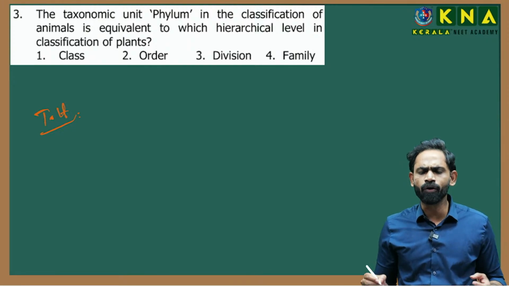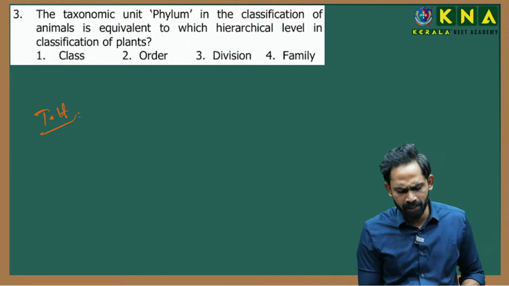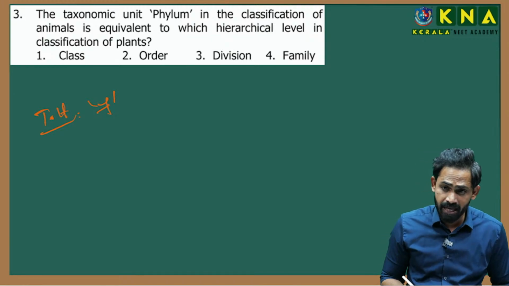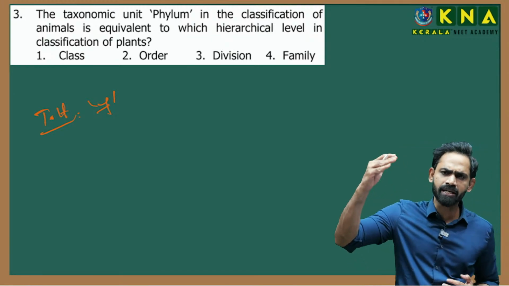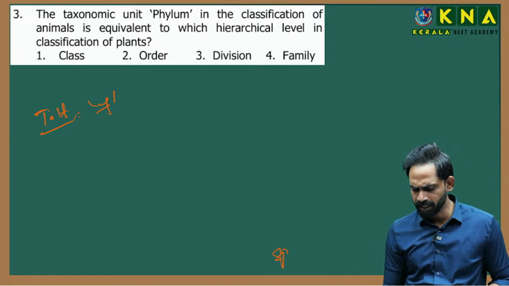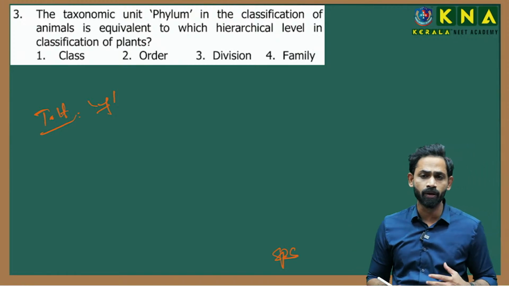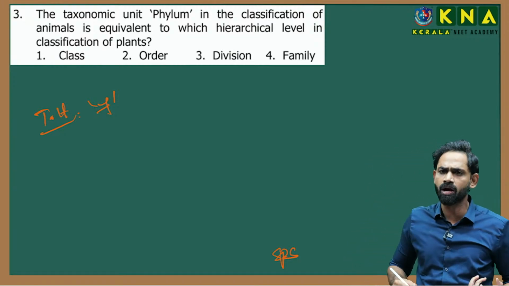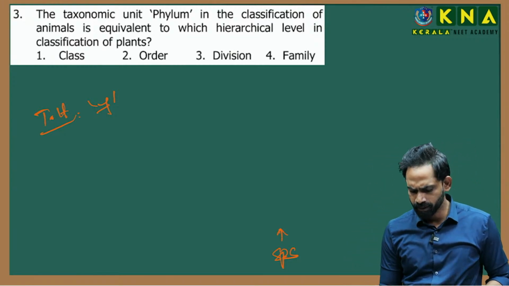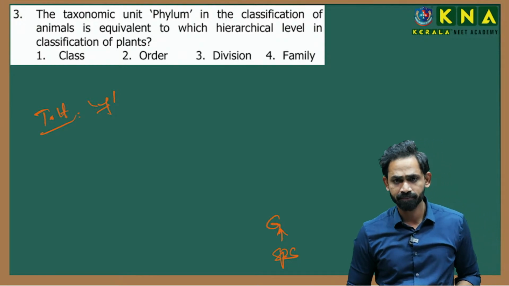How many obligate categories are present? As we know, 7 obligate categories. What is the increasing order? The first one is species. Can you recollect along with me? Species. The next one is genus.